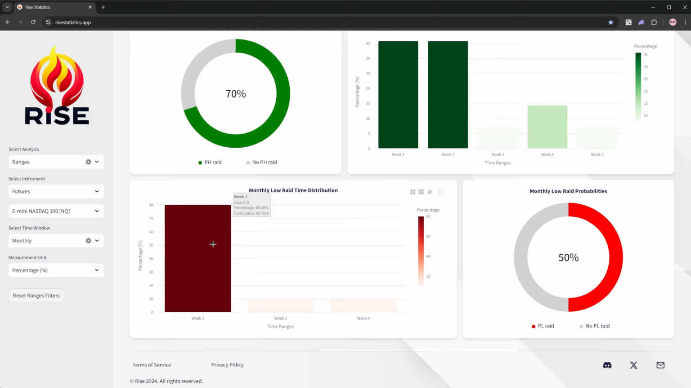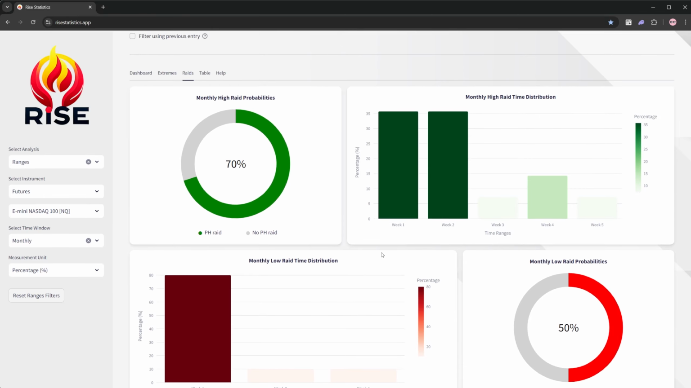80%, of course, is not the probability of reaching the low. We have a 50% probability of reaching the low of the previous month. And with that 50% probability, we see 80% chance of it being during week 1, right? It's important to make the difference between these values.